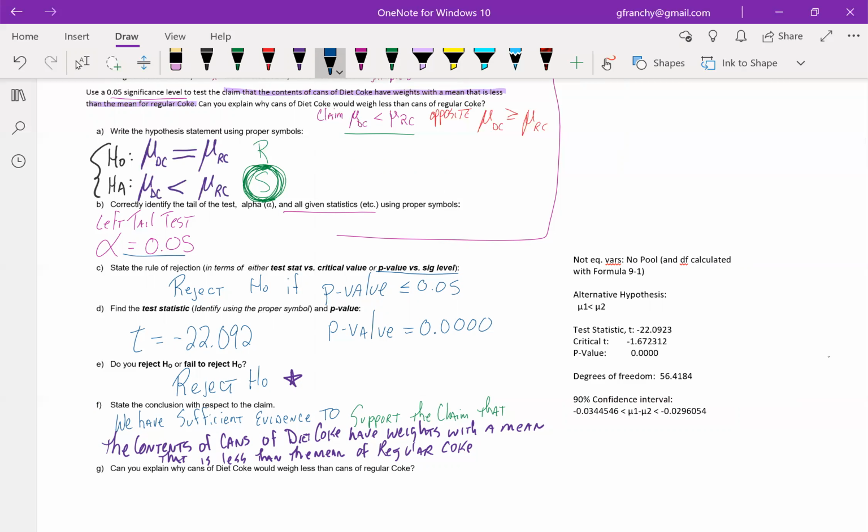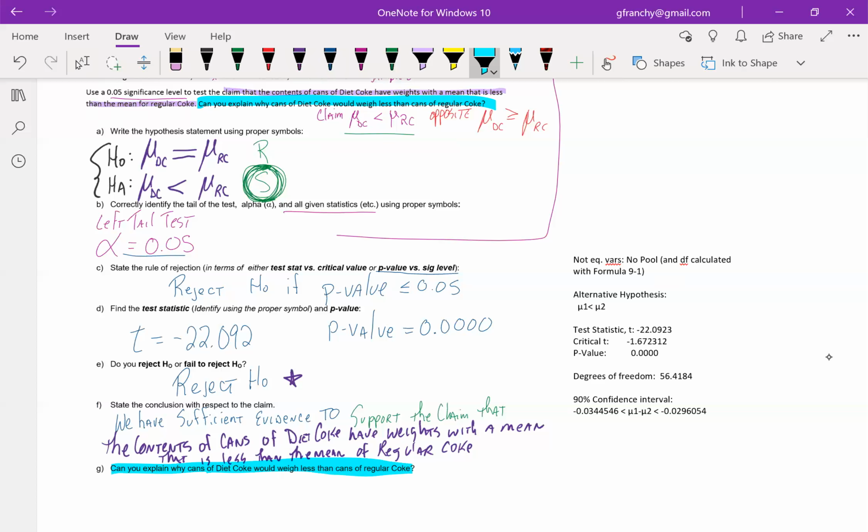We have sufficient evidence to support the claim that the contents of cans of Diet Coke have weights with a mean that is less than the mean of regular Coke. So we rejected the null hypothesis. We rejected the idea that the mean weights of Diet Coke and regular Coke were the same. So we're going with the alternate, that the mean of Diet Coke is less than the mean of the regular Coke. So yes, we're concluding that cans of Diet Coke weigh less on average than cans of regular Coke. So what they are asking us to address in part G is actually the case.